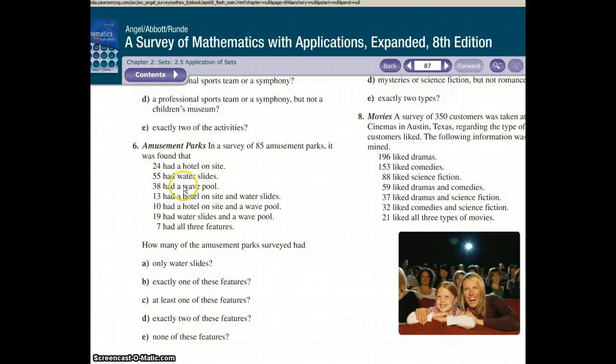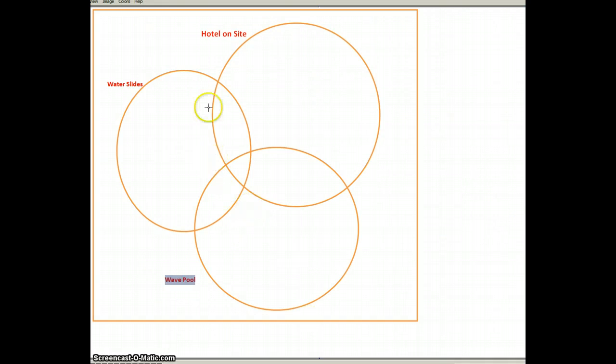So the first thing when I have a question like this: as you see, I have a hotel on site, I have water slides, and I have a wave pool. So I'm looking at 3 circles in my Venn diagram. So the first thing you need to do is plot 3 circles, one for the hotel on site, one for the water slides, and one for the wave pool. As you see, this is where the 3 circles intersect, and this is the U for the universe, which would include all the members in this case.